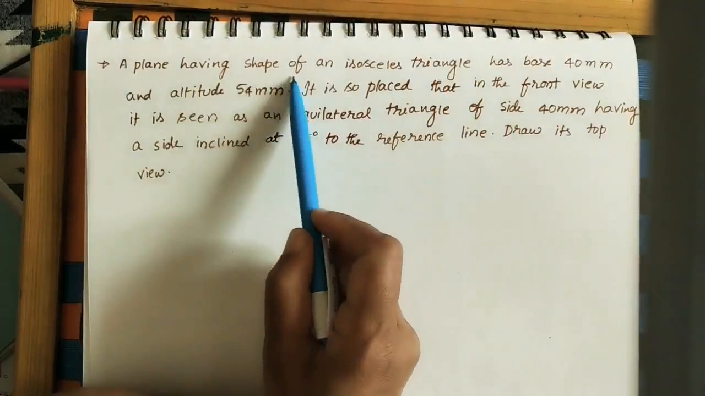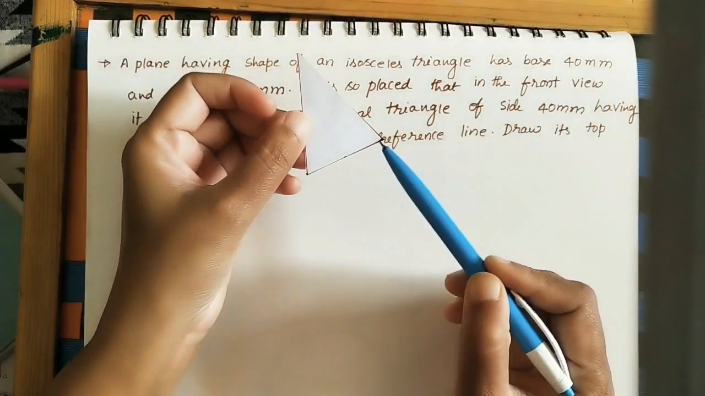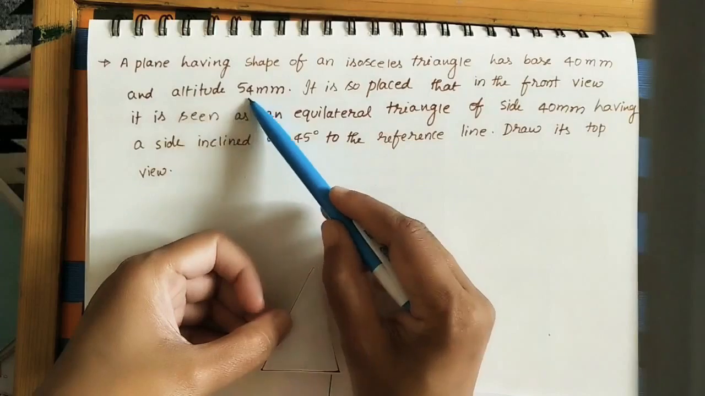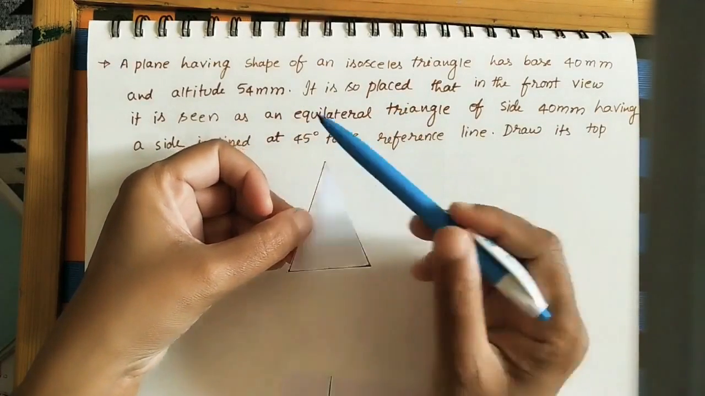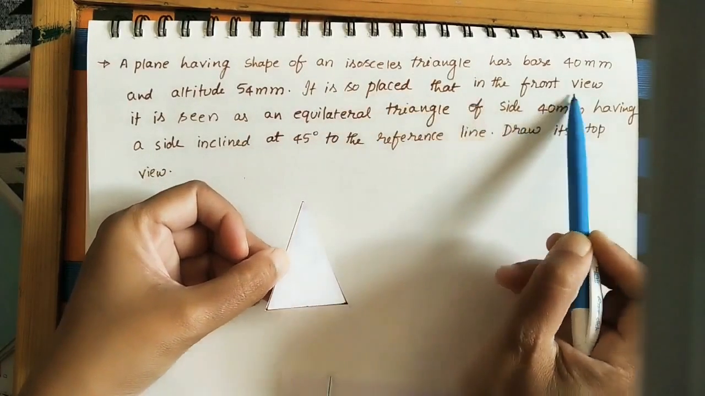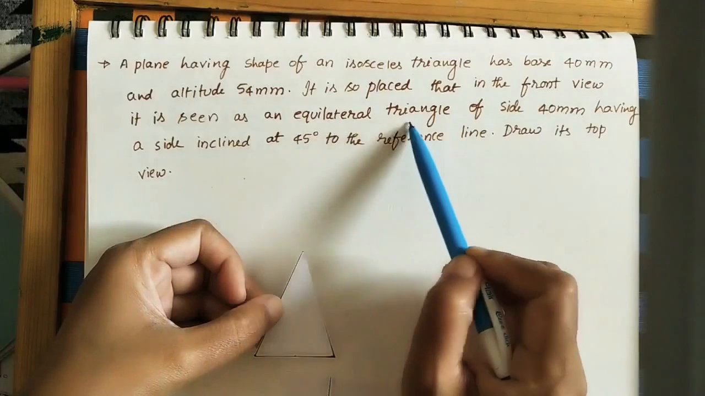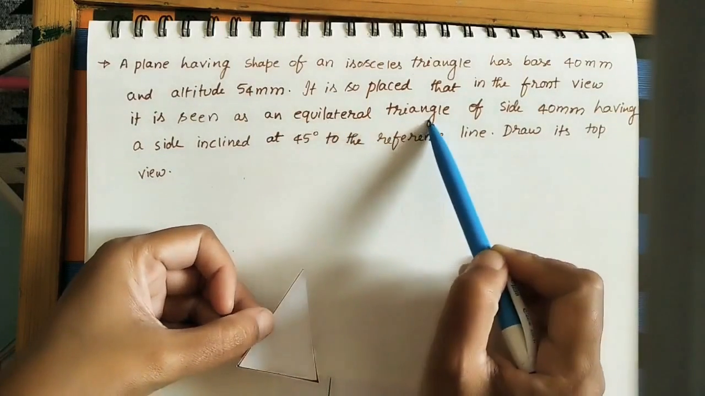A plane having the shape of an isosceles triangle has base 40 mm. So this base is 40 mm and altitude is 54 mm. Altitude means the height of the triangle, which is 5.4 centimeters. It is so placed that in the front view it is seen as an equilateral triangle. We are keeping this isosceles triangle in such a way that it is looking like an equilateral triangle.